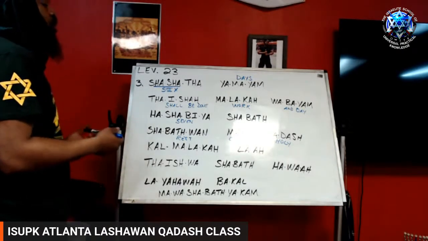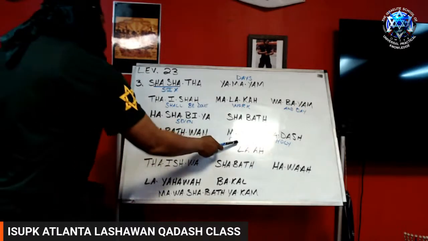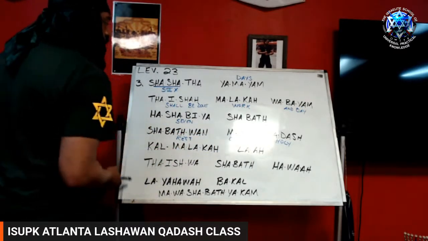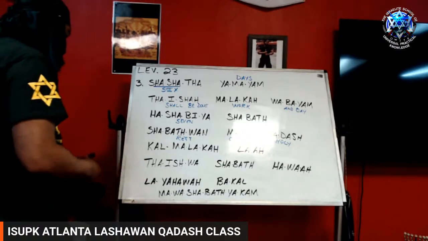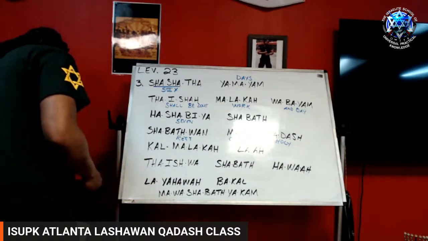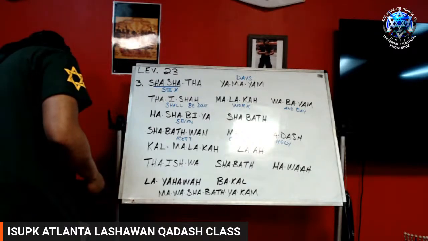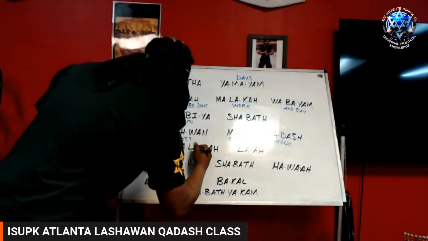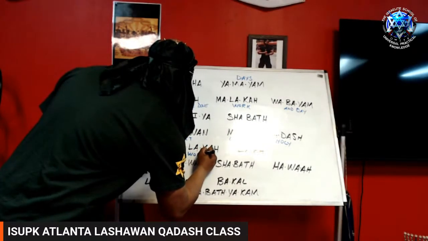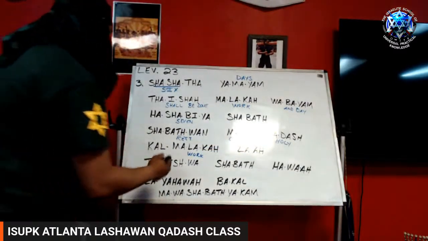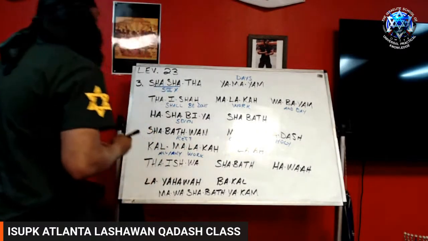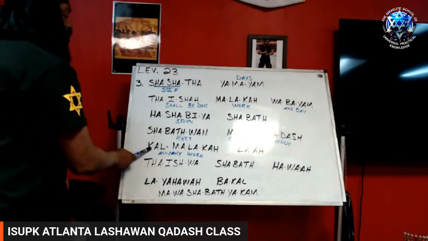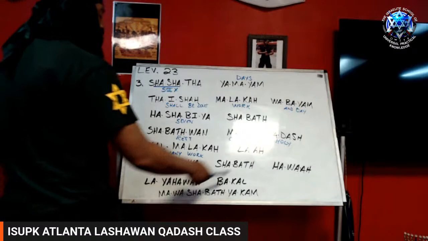Again, just trying to help break down the words. Then we got Kol Melakhah. Kol Melakhah. So what is that? All work. Notice work, right? And we know that kol is all, or any, the whole, each, every, totally, everything. So work, any kind of work, all work. Very good.